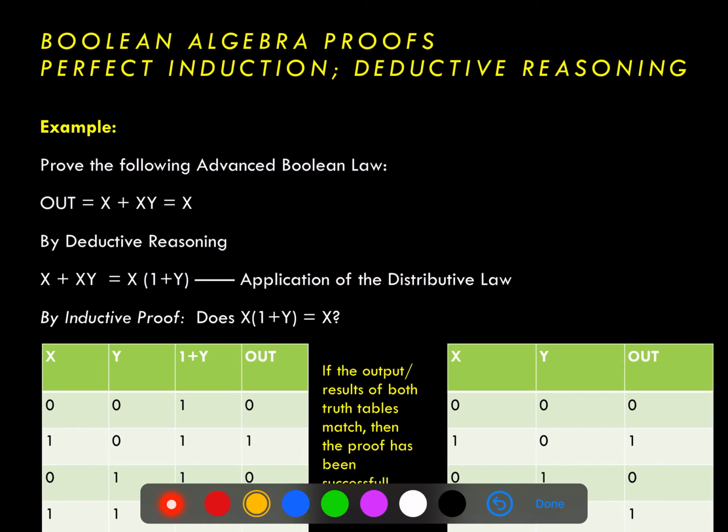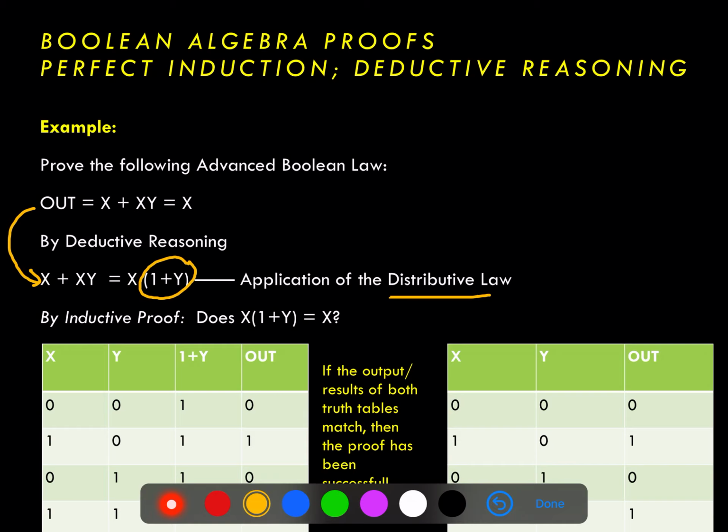Now we can also combine deductive reasoning with perfect induction to prove the same Boolean law. And deductive reasoning just means that we apply existing relationships we know to be true to derive a new relationship. So let's see how this works. Well, in the first case here, we've simplified out by using the distributive law to pull x out of the equation and put 1 or y by itself in parentheses. Now we'd like to take a look at 1 or y. What does that equal to?